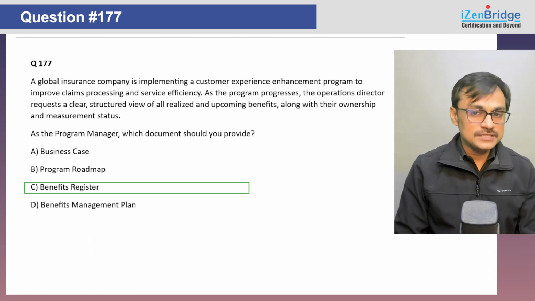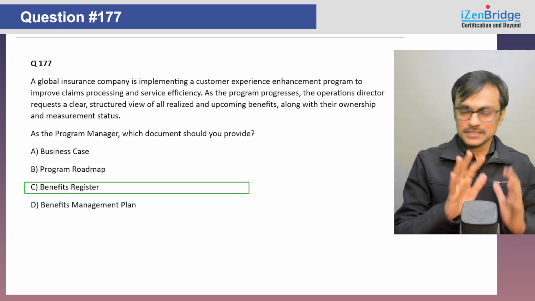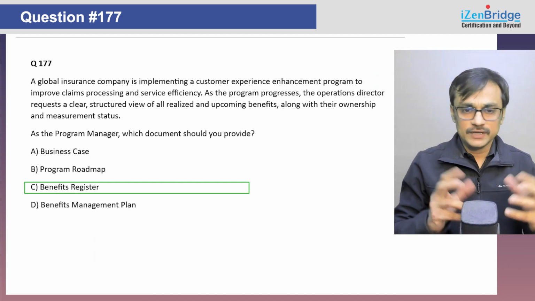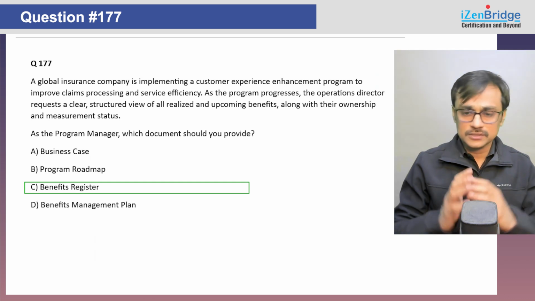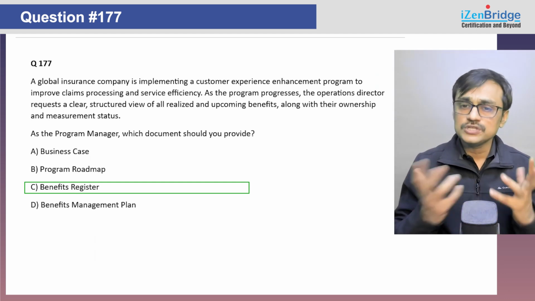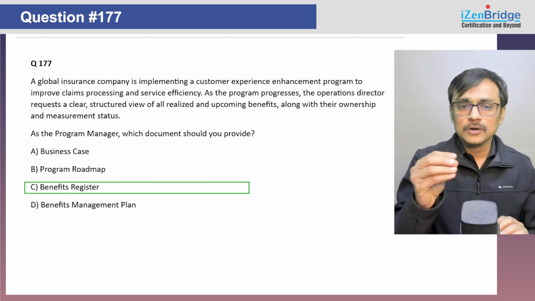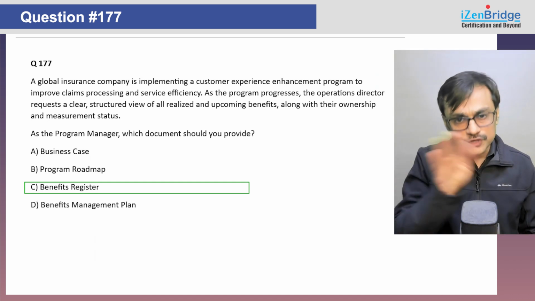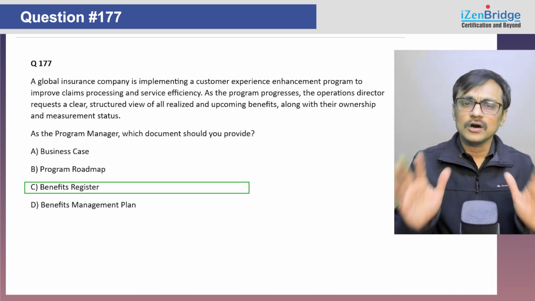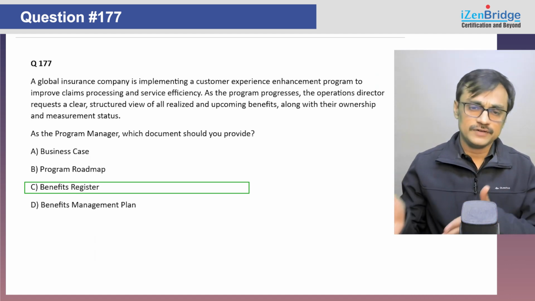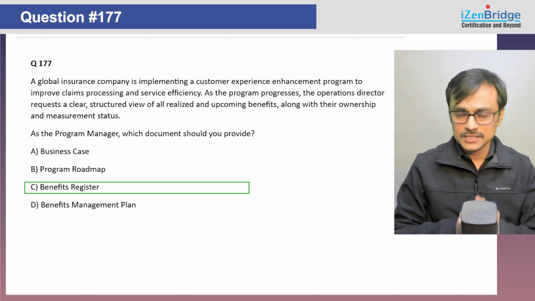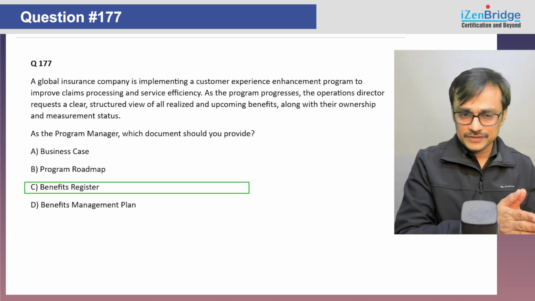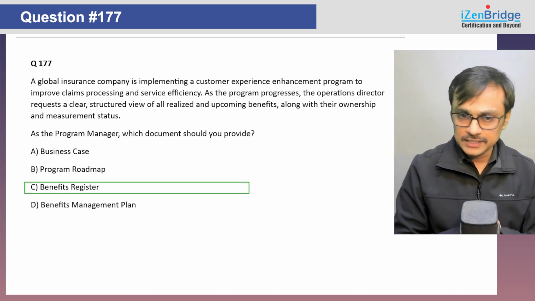Now, if it is not very obviously coming to you, then you need to prepare a little bit. It's a very simple question, a clear thing. I want to understand where we are. It's more transactional information. What are the upcoming benefits? Who is the benefits owner? It can also talk about what kind of measurement status we have. Maybe it can also talk about which component is giving which benefit. Those are all the columns of the benefits register. So this particular question is simple and it primarily focuses on the definition of the benefits register. If you know it, you can easily find out.